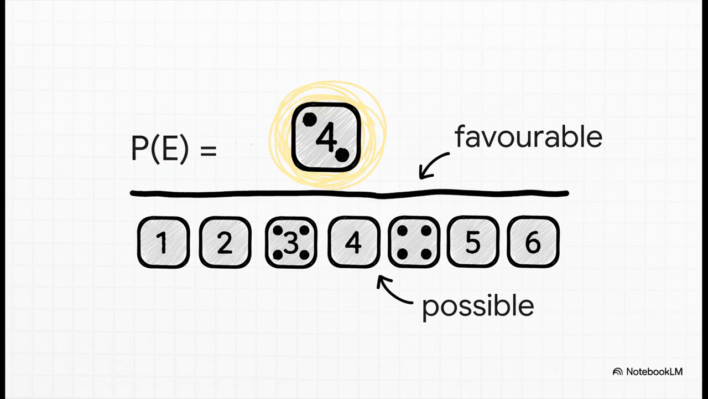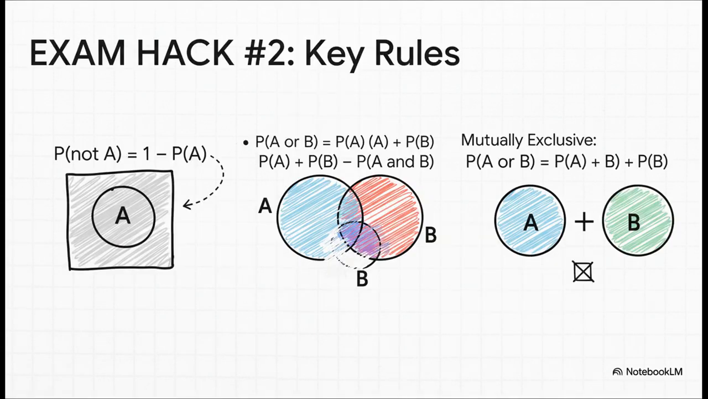So for example, what's the probability of rolling a 4 on a die? Well, there's only one 4, so that's one favorable outcome, and there are 6 total outcomes. So the probability is simply 1 by 6. Easy peasy.